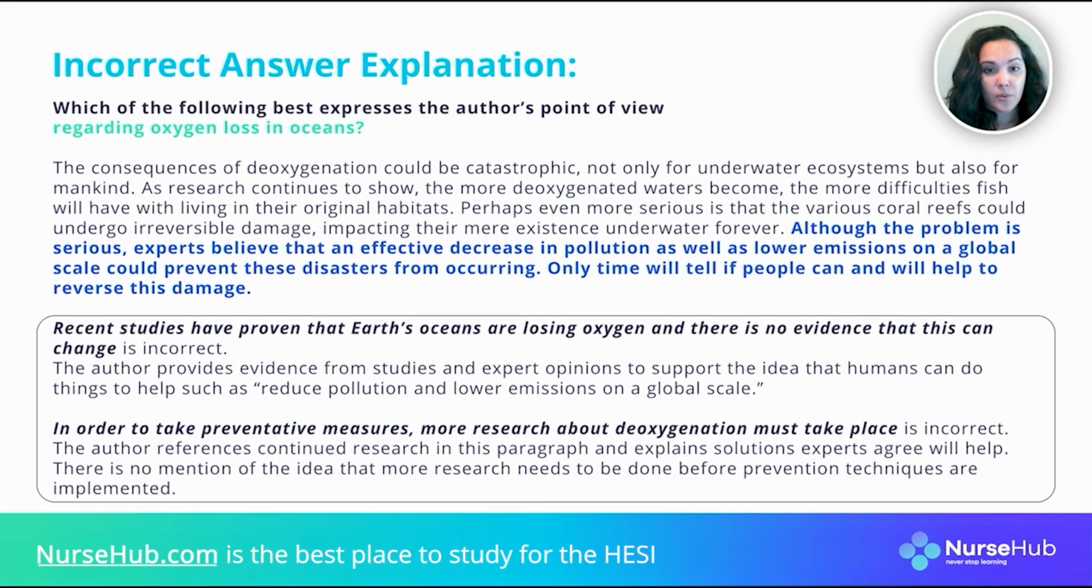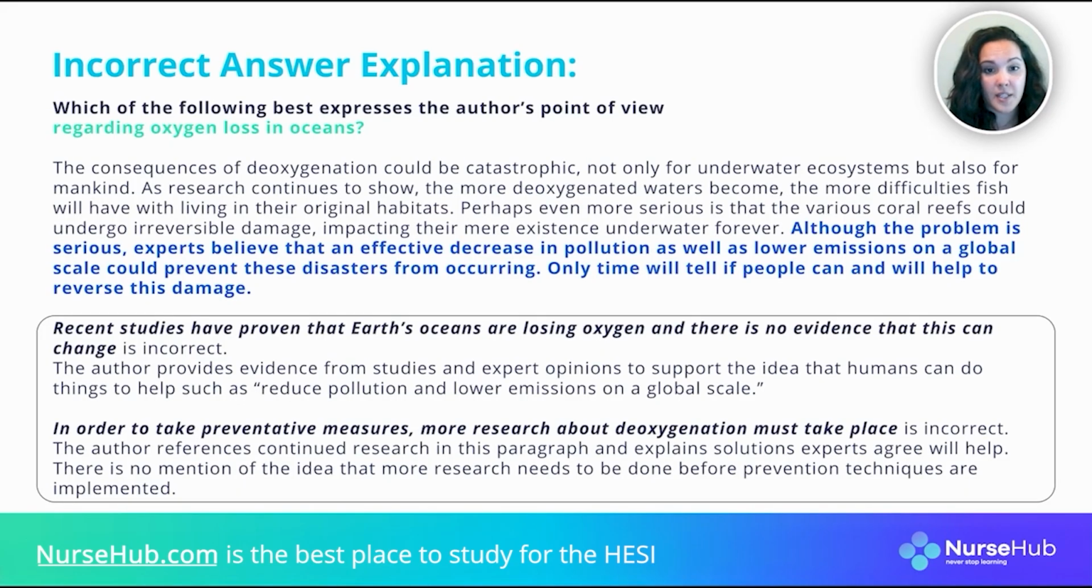Here is our next incorrect answer explanation. Recent studies have proven that Earth's oceans are losing oxygen, and there's no evidence that this can change. So, as you can see on your screen, the author provides evidence from studies and expert opinions to support the idea that humans can do things to help. And these are things like reducing pollution and lowering emissions on a global scale.